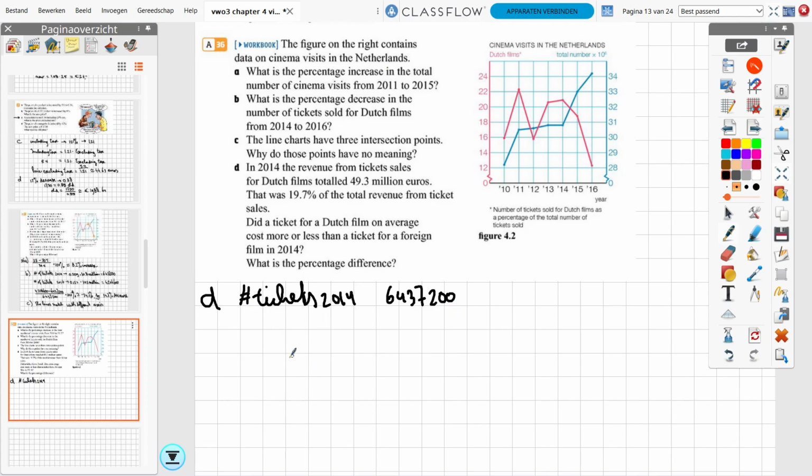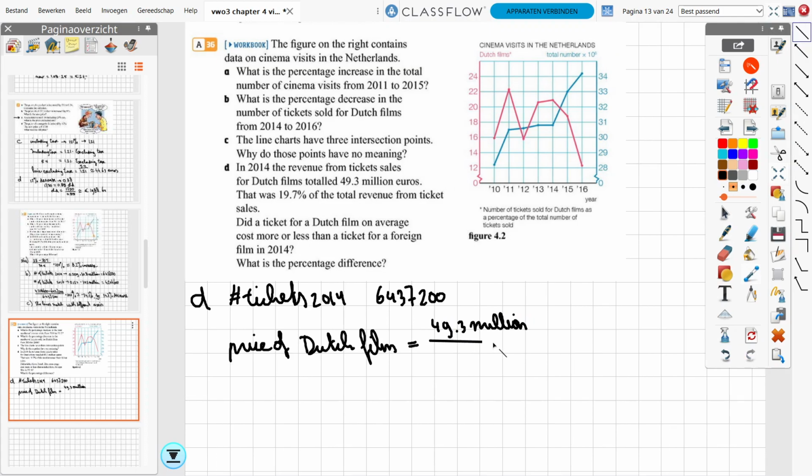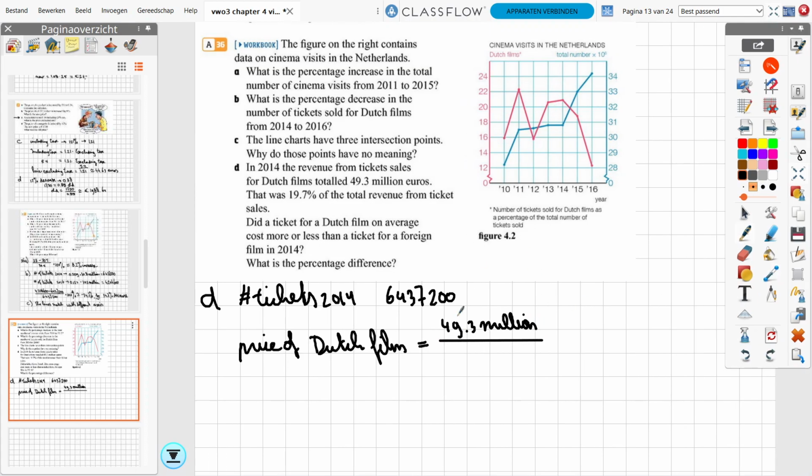So you can say price of a Dutch film is equal to, well, how much I have here, 43.8 million. That's all films together, but I have to divide that over how many movies there were. I think this is still kind of straightforward, I guess. The price of a Dutch film is 7.66. But how can I now figure out what the price is for a foreign film?